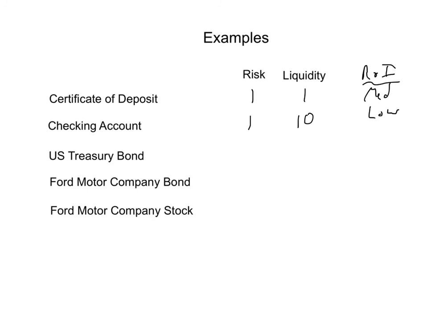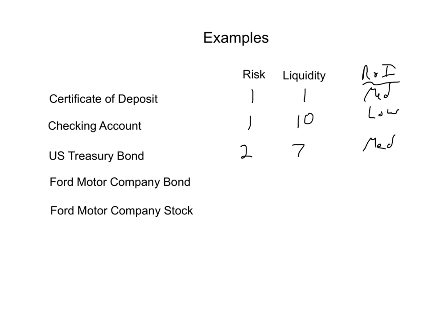For U.S. Treasury bonds, it's a very low rate of risk, maybe a little higher than a checking account or a certificate of deposit. But the liquidity is also a little lower, maybe let's say a 7. You can resell them on secondary markets, right? So it's a little bit higher. Okay.